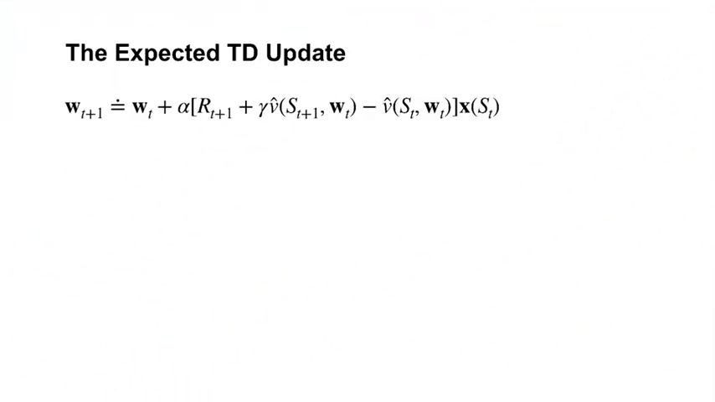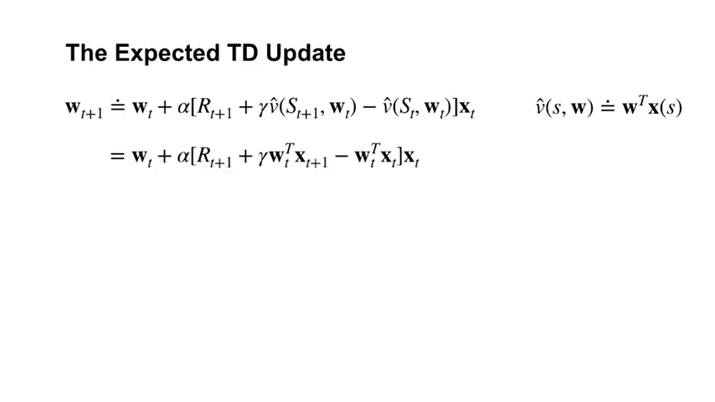Let's take a closer look at the TD update with linear function approximation. The value of a state is the inner product of the state features and the learned weight vector. To simplify the notation, we'll use x_t to mean the features associated with the state s_t. We can then expand the TD update like this. We can rewrite this using a bit of linear algebra. First, we'll pull x_t into the brackets. We then use the fact that taking the transpose of a scalar leaves it unchanged.